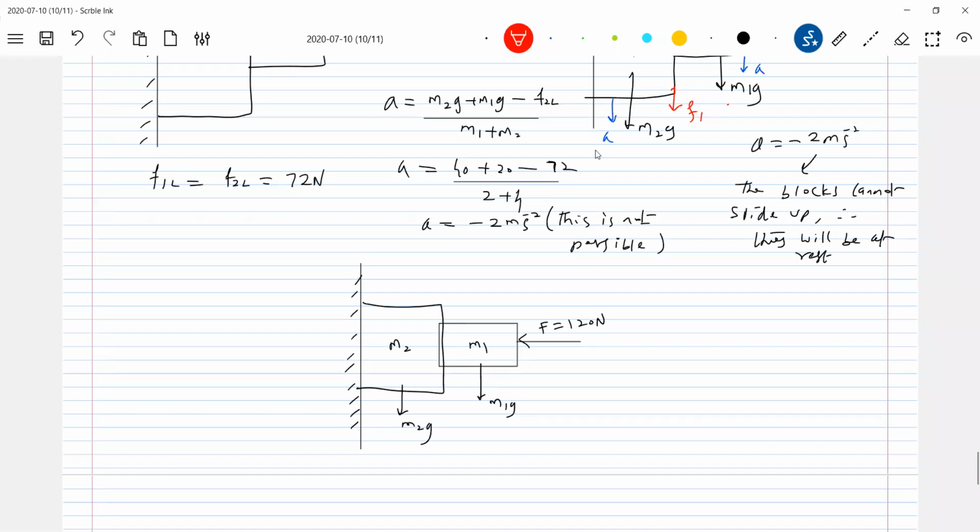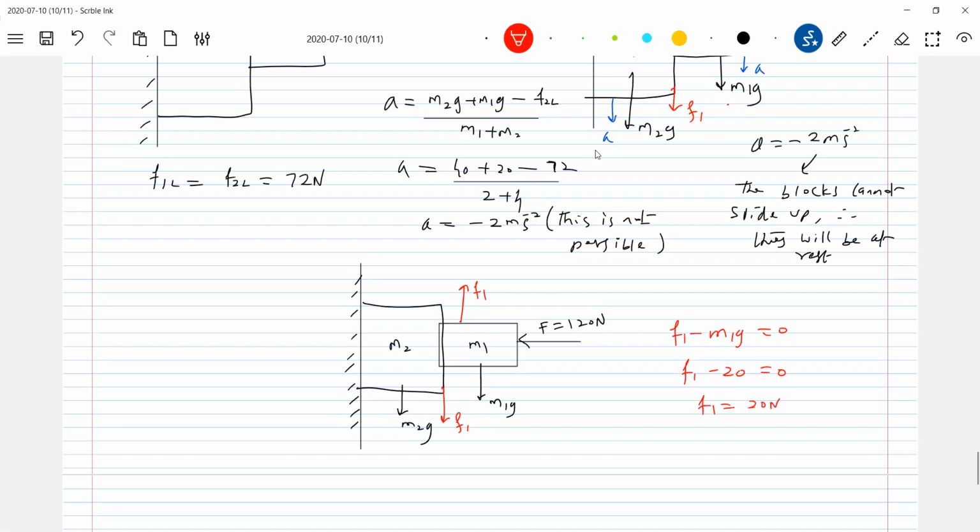So I'll just put friction like this. F1, can it balance M1G? Because what is the conclusion? The blocks must be attached. So F1 can balance mg. So F1 minus mg equals 0. So what is F1? mg is how much? 2, 20. So F1 equals 20 Newton.